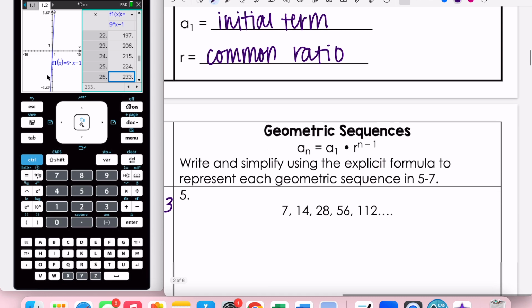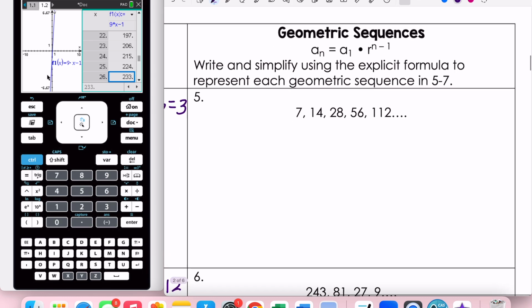So let's go ahead and look at number 5. Here up top, we have the formula for a geometric sequence, which is a sub n equals a sub 1 times r raised to the power of n minus 1. Two things I have to find here are my initial term and my common ratio. My initial term is just the first number in the sequence, which is 7. To find my common ratio, r, I'm going to take the second term and divide it by the first term. 14 divided by 7 gives me 2.